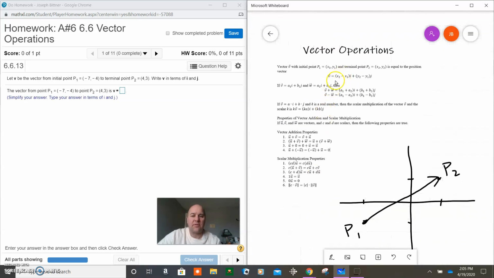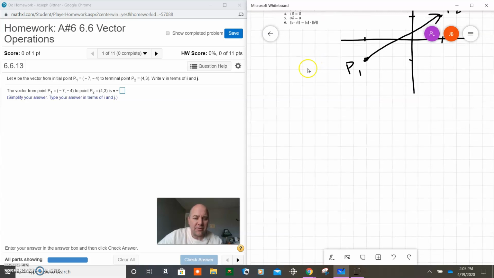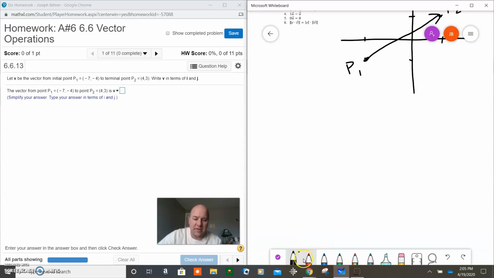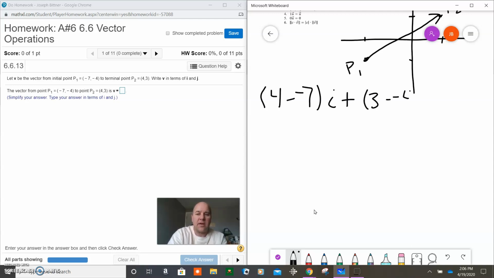It basically just says take the terminal point minus the initial point, and that's key. Write that down. Terminal minus the initial. So when you write the terminal minus the initial, it'll be 4 minus -7 i plus 3 minus -4 j. This will actually become a plus, so it becomes 11i. This becomes a plus, so it becomes 7j.